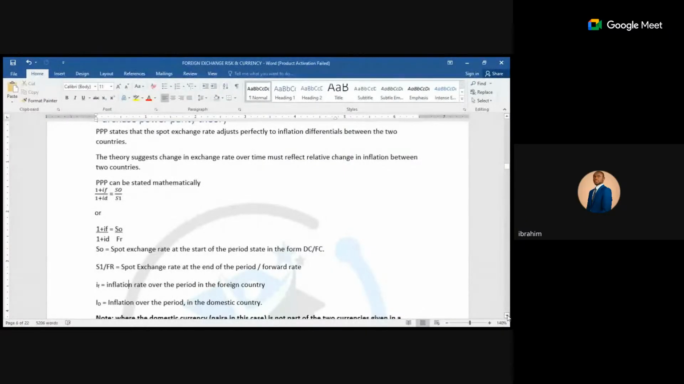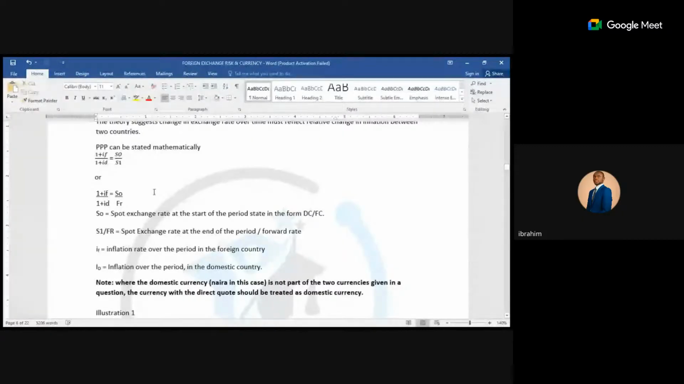So now the problem here is: how do we identify a domestic country, or a domestic currency? That is the major problem here. Which one of these is the domestic currency? The examiner gave you the inflation rates of the two countries, 17% and 18%. Which one of these is the domestic currency or country? Which one are we going to use?